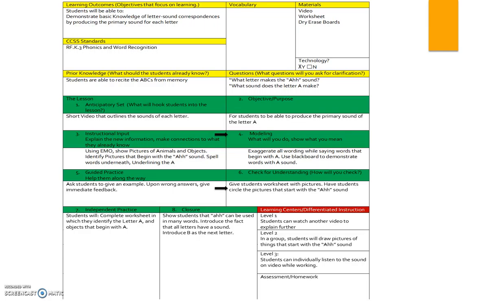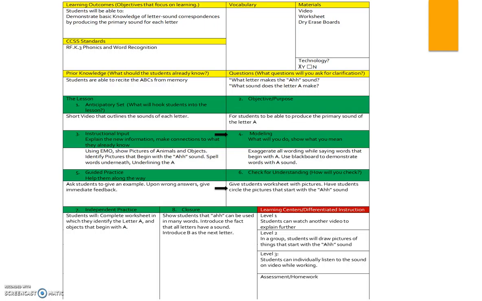The way in which you will do this is by first showing students a short video that outlines the sound of each letter. Then, using an EMO, you will show pictures of animals and objects, identifying pictures that begin with the ah sound, spell the words underneath, and underline the A, explaining that A makes the sound ah. While doing this, you will exaggerate all wording while using A and use the blackboard to demonstrate words with an ah sound. You will then have students work independently and in groups to create different words that have the ah sound. For differentiated instruction, at Level 1, students can watch another video to explain further.